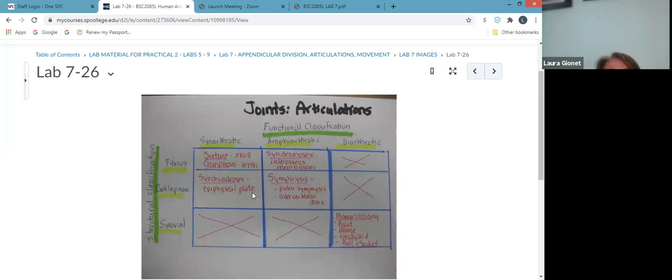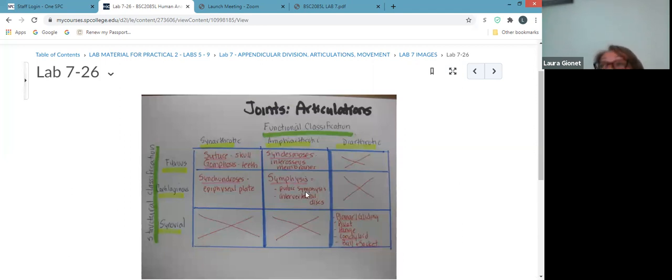Then we go to cartilaginous joints, the second row. An example is a synchondrosis, which would be your epiphyseal plate. And epiphyseal plates, how much function occurs there? None, or shouldn't be. So it's synarthrotic functionally. See how the junction of cartilage and synarthrotic come together, and that's where we find the epiphyseal plate.